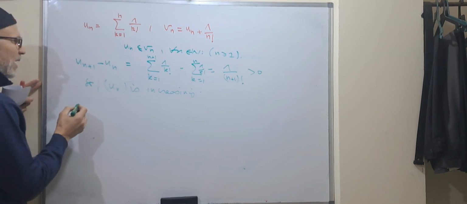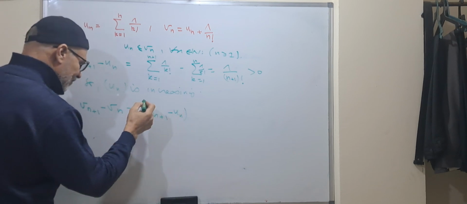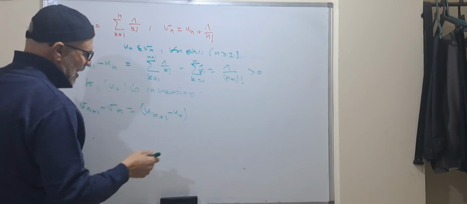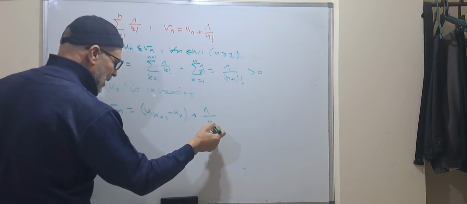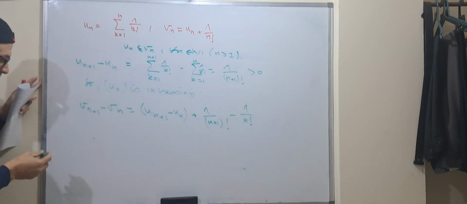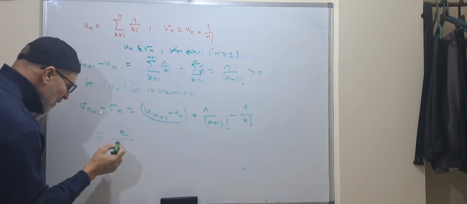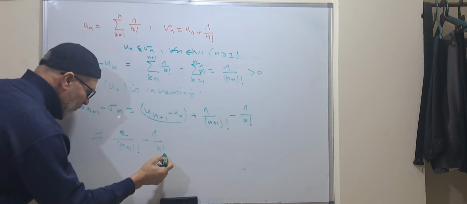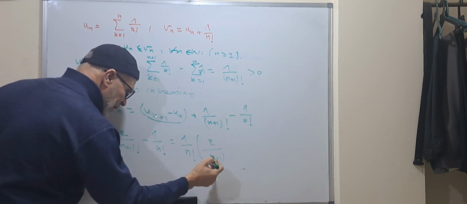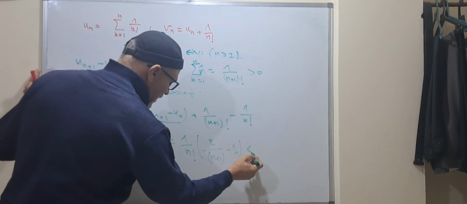For vn, we have v(n+1) minus vn. This is equal to u(n+1) minus un plus 1 over (n plus 1) factorial minus 1 over n factorial. You can verify in a very easy way. The difference u(n+1) minus un, as we proved here, is equal to 1 over (n plus 1) factorial. So we have 2 over (n plus 1) factorial minus 1 over n factorial, and this is equal to (2 over (n plus 1) minus 1) over n factorial, since (n plus 1) factorial is equal to (n plus 1) times n factorial.